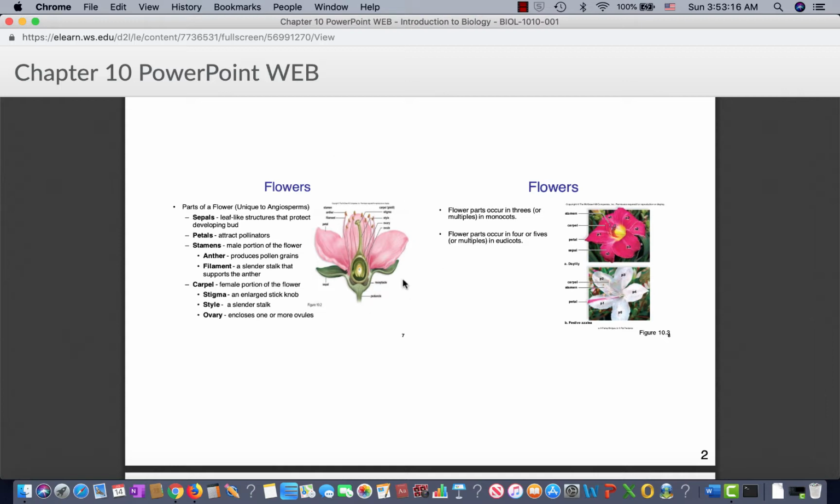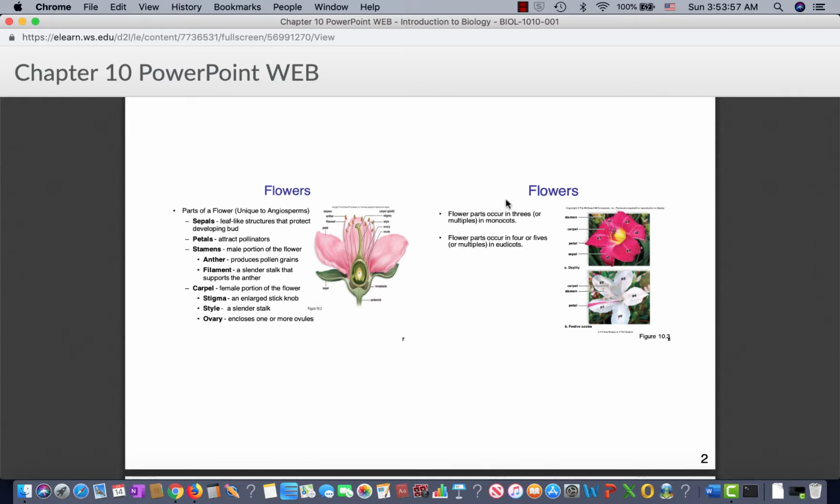So we have to talk about the anatomy of the flower here a bit. So sepals are the leaf-like structures that protect the developing bud. The petals attract pollinators. Stamen is the male portion of the flower. The anther produces pollen grains, and then the filament is the slender stalk that supports the anther. And then the carpel, the female portion of the flower. The stigma is the enlarged sticky knob here. The style is the stalk, and then the ovary down here encloses one or more ovules.